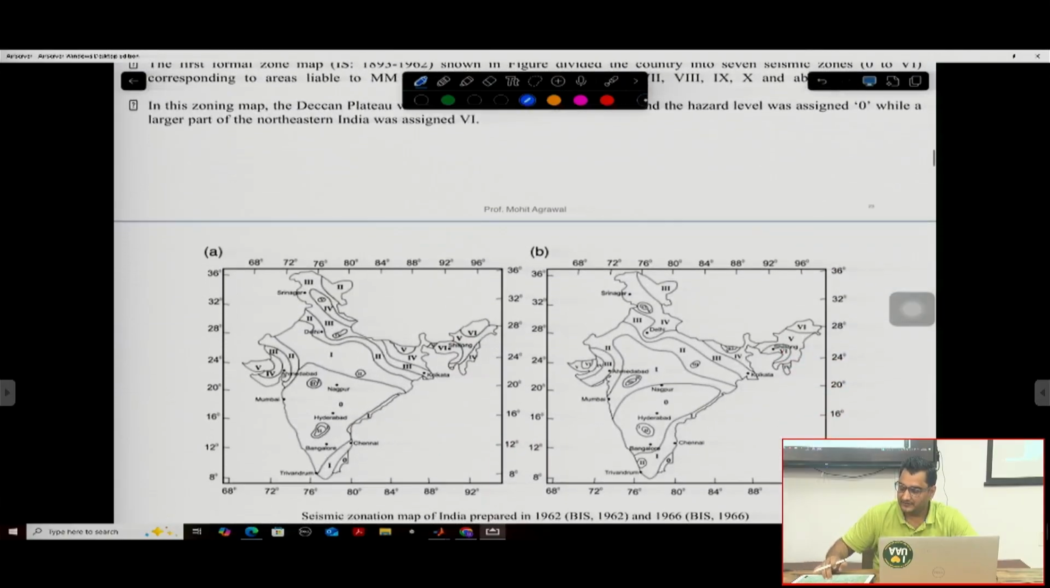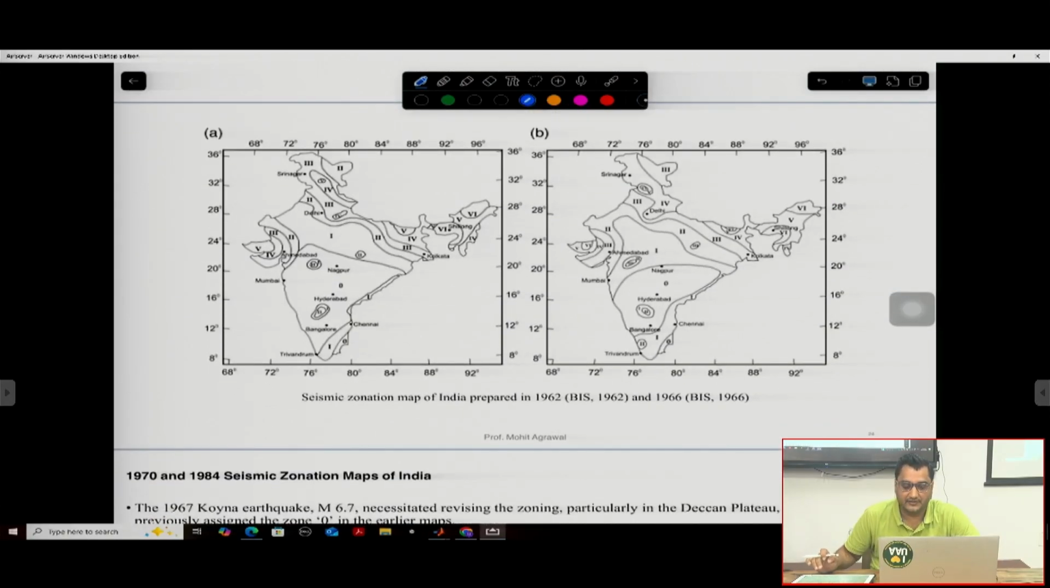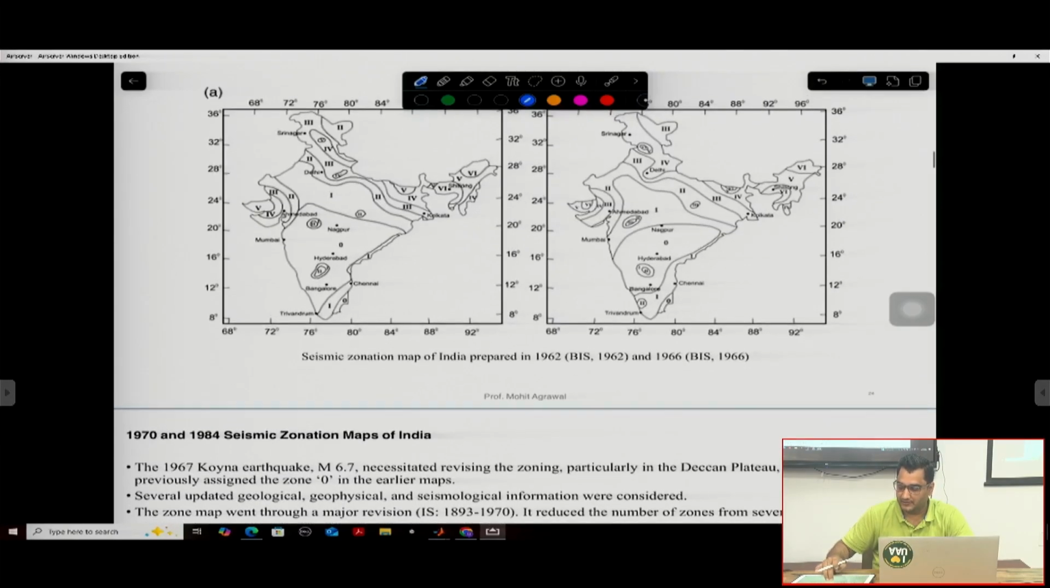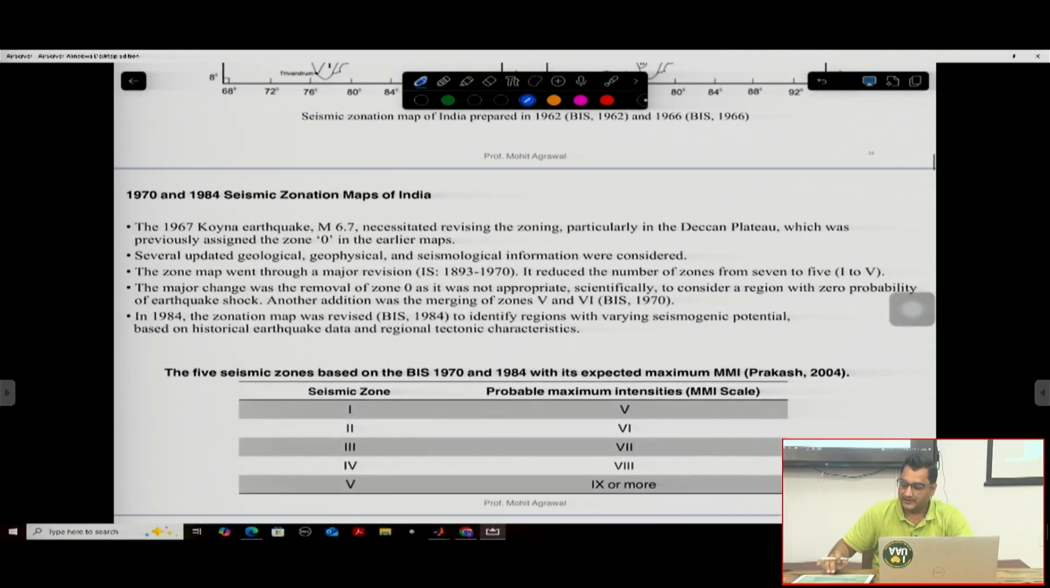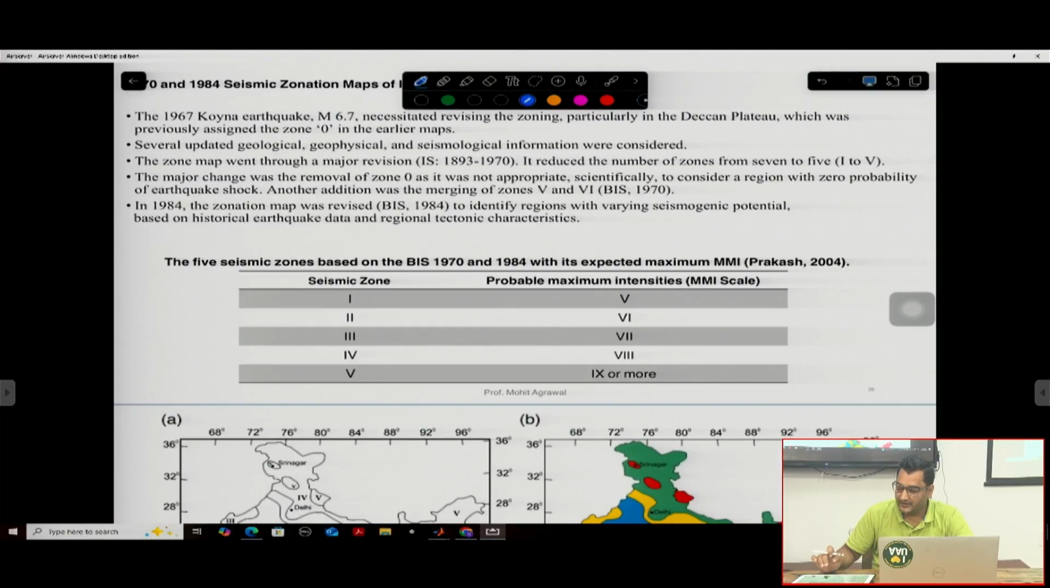And these were the 1962 and the 1966 seismic zonation maps of India, where most of the Deccan Plateau was considered to be the safer zone in the stable continental region. Thereafter, in 1967, the Koyna earthquake happened, and in 1970, the previous map was revised. And after the revision in 1970 and 1984, the seismic zones were reduced from 7 to 5, starting from 1 to 5, based on the MMI scale.